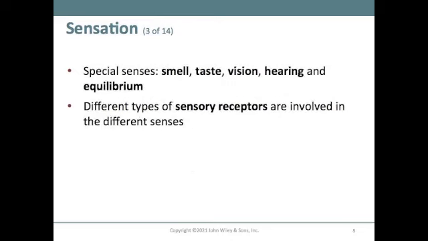Moving on to the next slide, the special senses include the sensory modalities of smell, taste, vision, hearing, and equilibrium or balance. The process of sensation begins in a sensory receptor, which can either be a specialized cell or the dendrites of a sensory neuron. A given sensory receptor responds vigorously to one particular kind of stimulus. A sensory receptor responds only weakly or not at all to other stimuli. This characteristic of sensory receptors is known as selectivity.